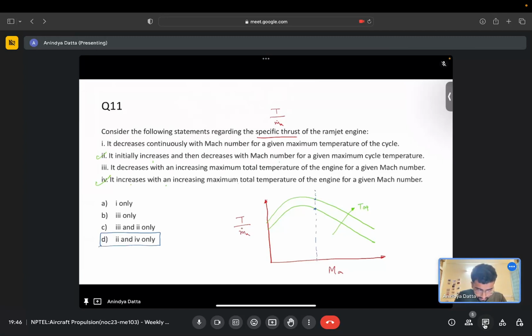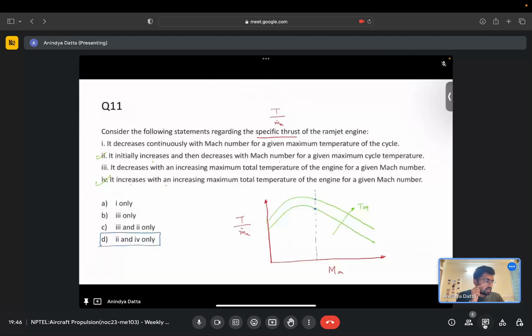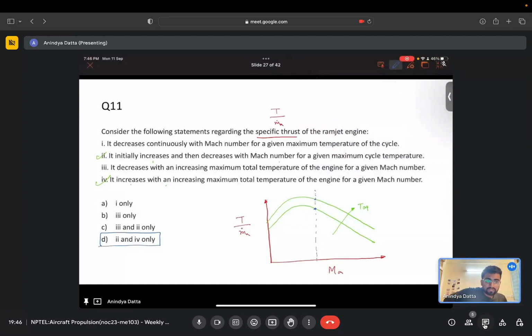Any further questions? Okay, if you don't have any questions, we can quickly move on to the last problem, the numerical.